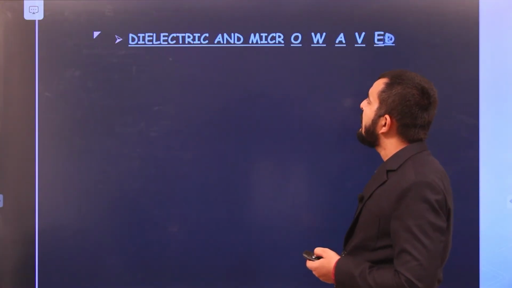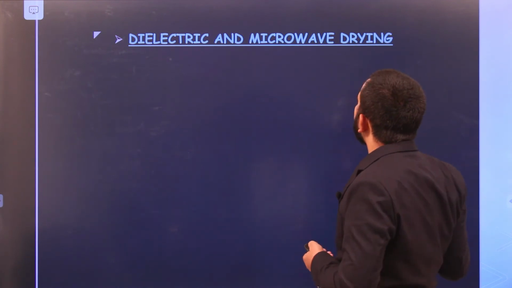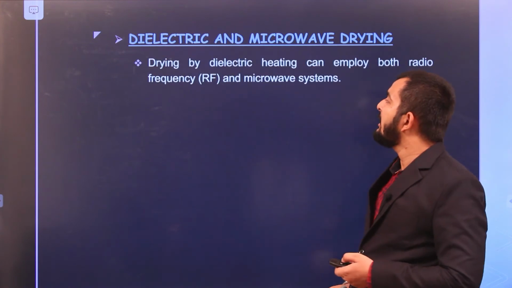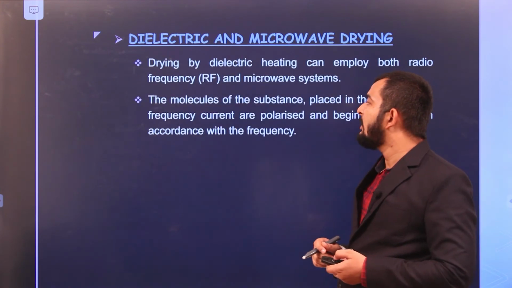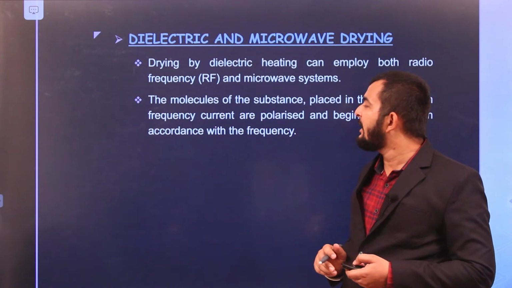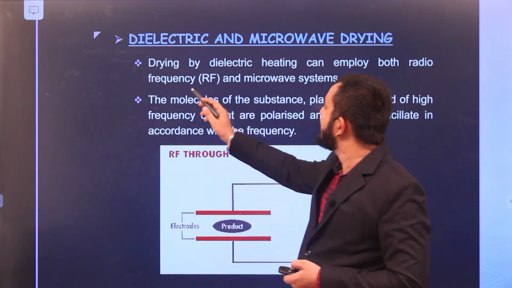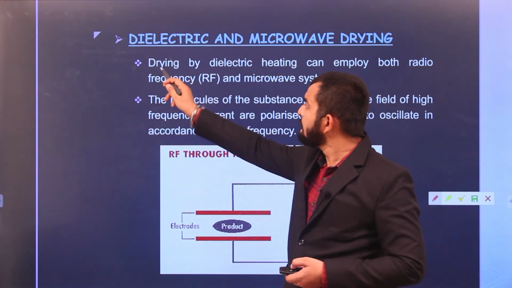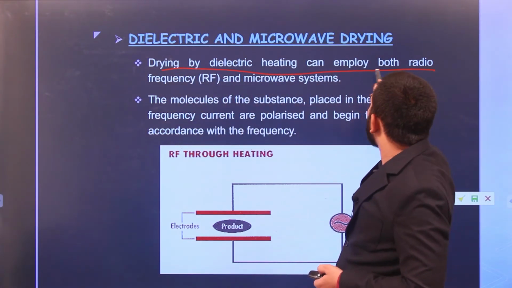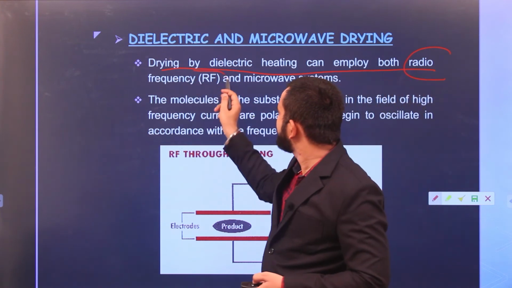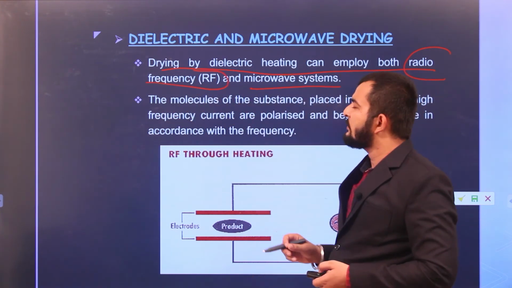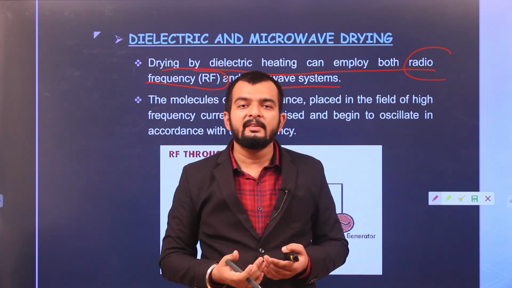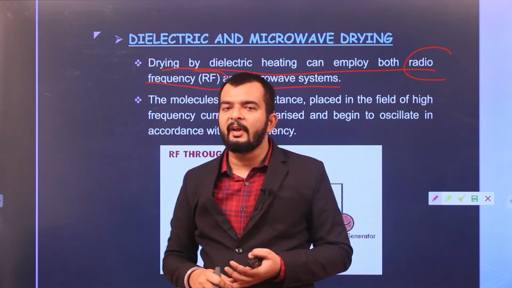Next, under radiation drying we have dielectric and microwave drying. In dielectric and microwave drying, a very important property of electromagnetic radiation is utilized. Drying by the dielectric method can employ both radio frequency and microwave systems. The microwave which you use as a common home appliance is also based on this radiation drying system.